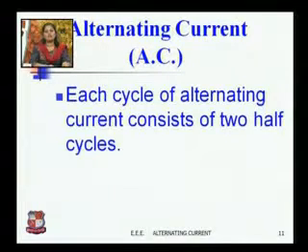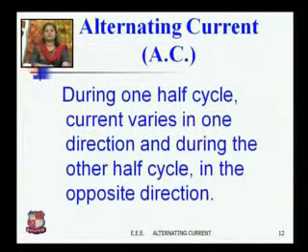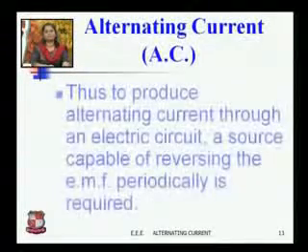Now, in alternating current, each cycle of alternating current contains two half cycles. In first half it contains only positive values, and in second half it will contain negative values. During one half cycle, as I discussed earlier, current varies in one direction, which is the positive direction, and during the second half cycle it will follow the opposite direction, which is the negative direction.